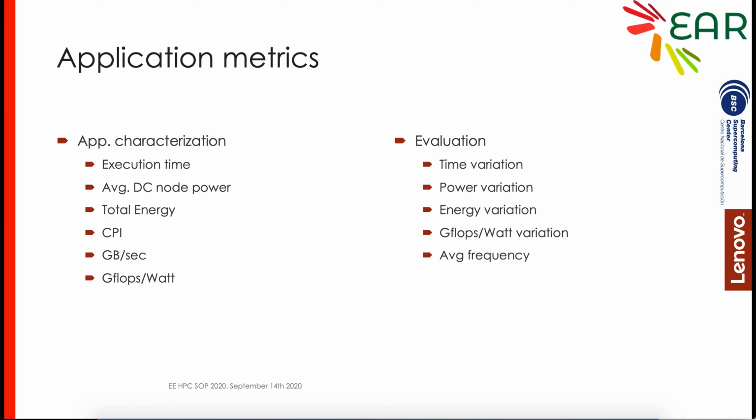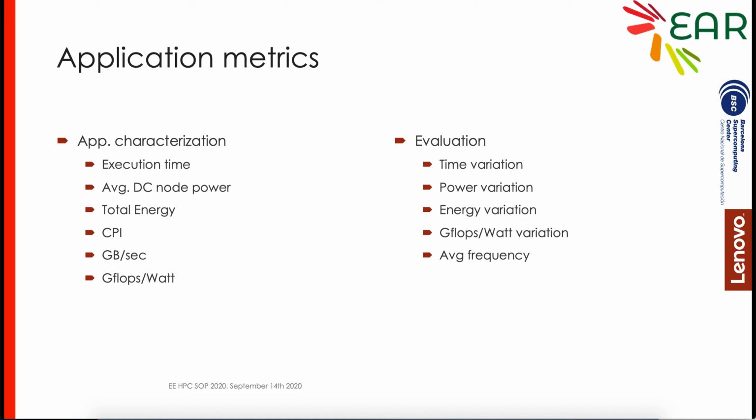So using the EAR account, we have first presented the execution time, average DC node power, total energy, CPI, gigabytes per second, and gigaflops per watt. That is a metric that reflects the energy efficiency of the application. And for the evaluation, we presented the time variation, which corresponds with performance penalty, power variation and energy variation, that are energy and power savings, and the gigaflops per watt variation, and the average frequency.